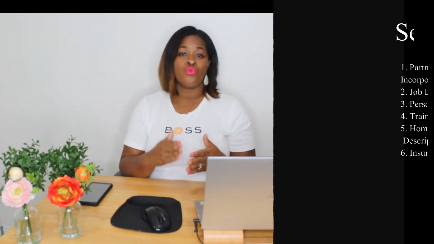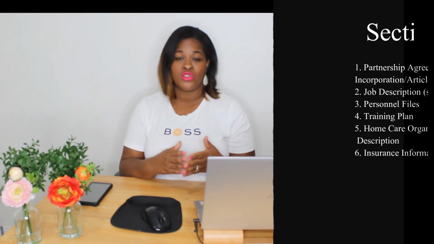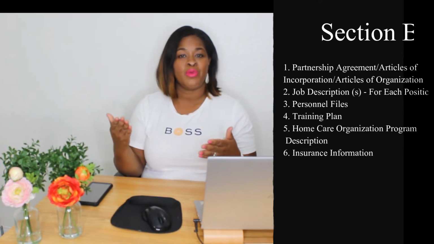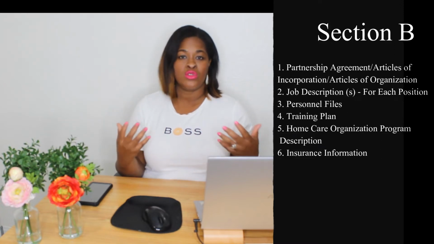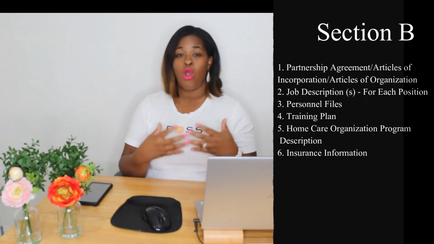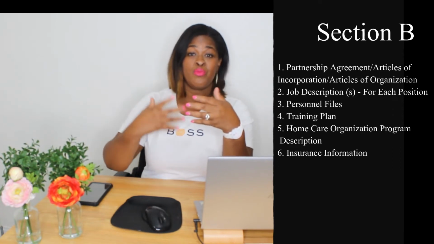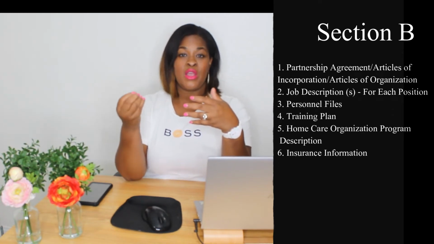If you remember, in Section A you had to define what your organization structure is. In Section B, that first document is going to be whatever the agreement is for that structure. For instance, if you are a partnership, they want to see your partnership agreement. It could be your articles of incorporation. It could be your articles of organization. Whatever agreement is associated with your business structure, that's what the state would like to see.